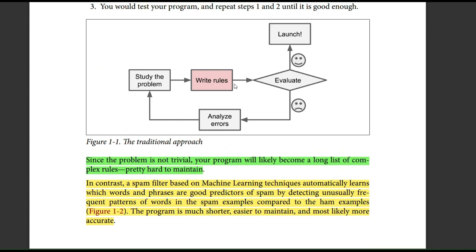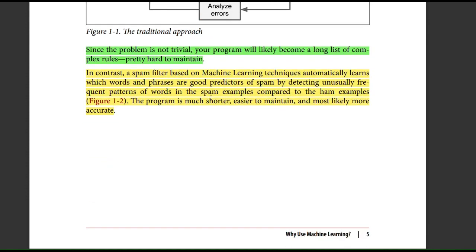So this is the traditional approach where we're studying the problem, writing some rules, and evaluating in order to build a spam classifier. But with machine learning, we just provide the training data to the machine learning classifier, and it is able to classify a particular email as spam or not by just learning from the training data that is provided to the machine by the user or by a programmer.